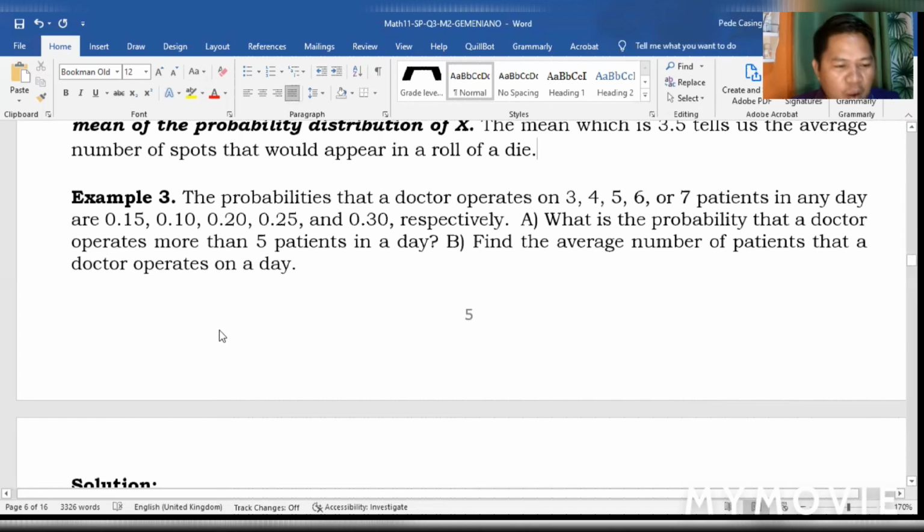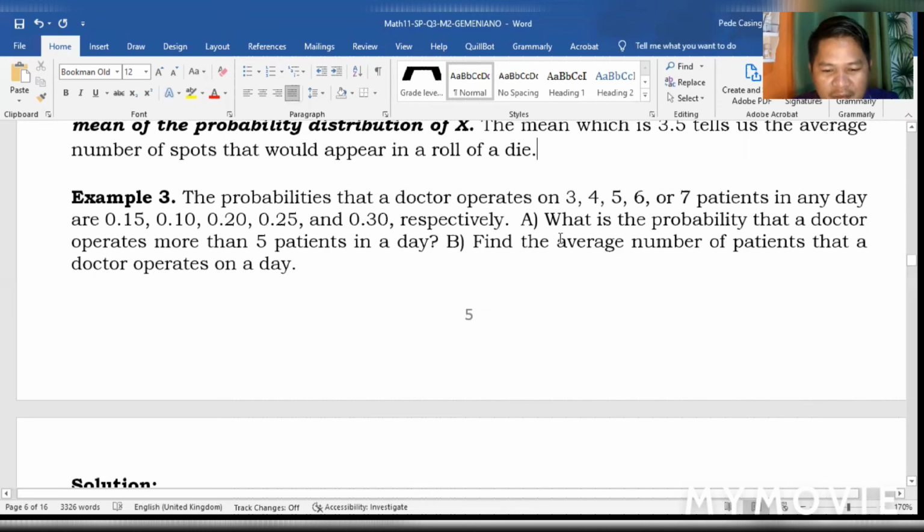Okay, shall we begin now our example number 3? Let's now have example number 3. The probabilities that a doctor operates on 3, 4, 5, 6, or 7 patients in any day are 0.15, 0.10, 0.20, 0.25, and 0.30 respectively. Question letter A. What is the probability that a doctor operates more than 5 patients in a day?